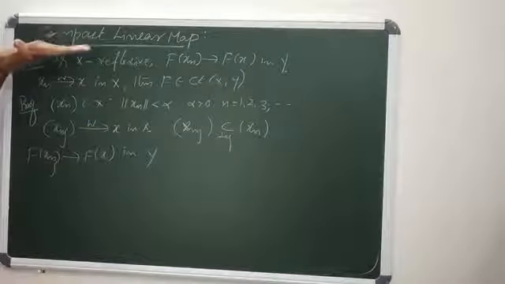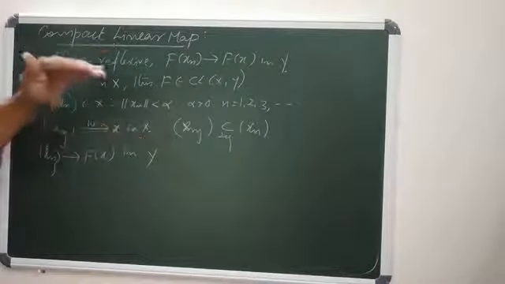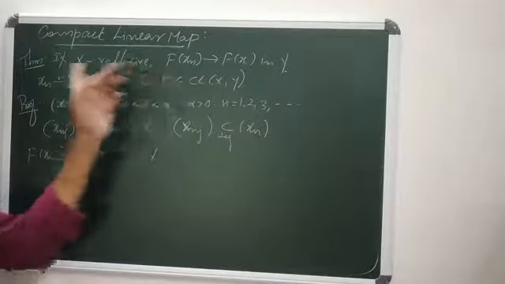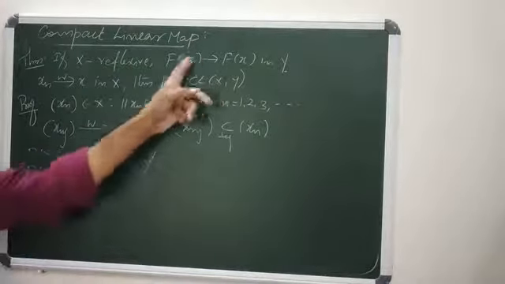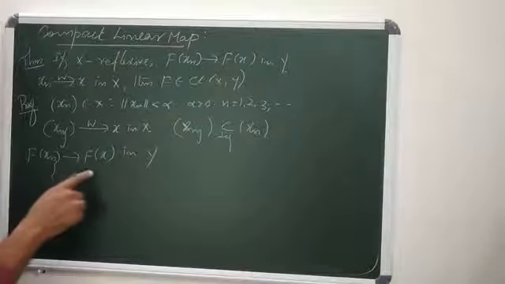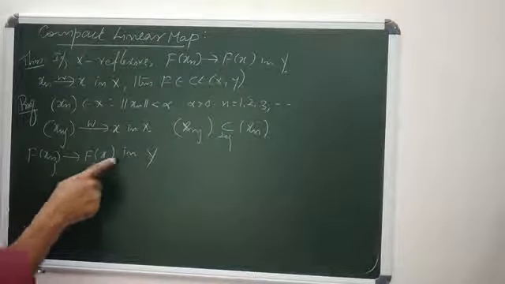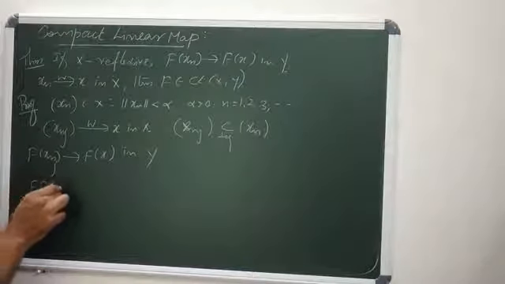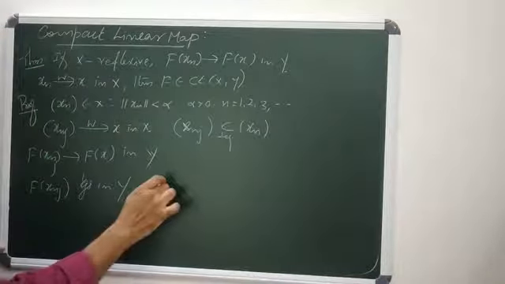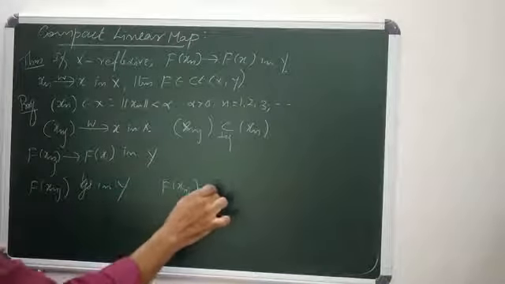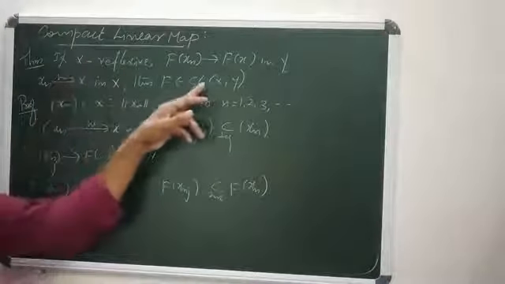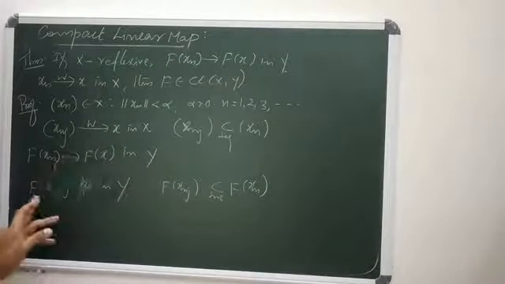So here, since X is reflexive, x_n is a bounded sequence, and every bounded sequence in a reflexive space has a weakly convergent subsequence. So x_nj is a subsequence of x_n, and moreover x_nj weakly converges in X. So by this argument, f of x_nj converges to f of x in Y. Therefore, f of x_nj converges in Y, but we know that f of x_nj is a subsequence of f of x_n. So finally, for any bounded sequence x_n in X, f of x_n has a convergent subsequence in Y.